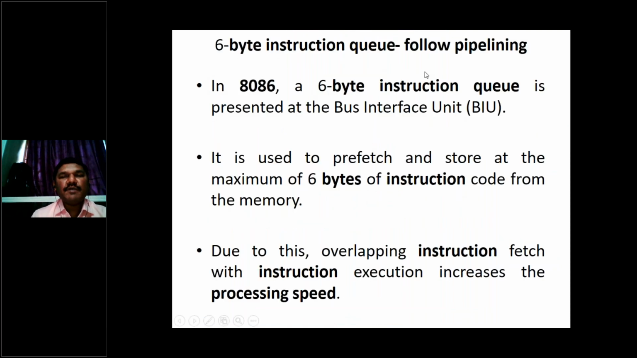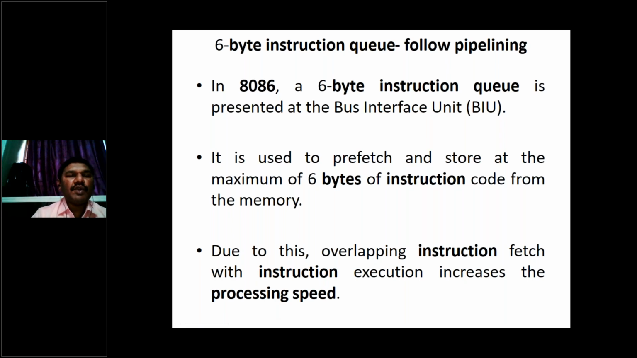What is meant by the 6-byte instruction queue? In 8086, a 6-byte instruction queue is present in the bus interfacing unit. It is used to prefetch and store a maximum of 6 bytes of instruction code from the memory. Due to this, overlapping instruction fetch with instruction execution increases the processing speed. I have already explained what is meant by pipelining.